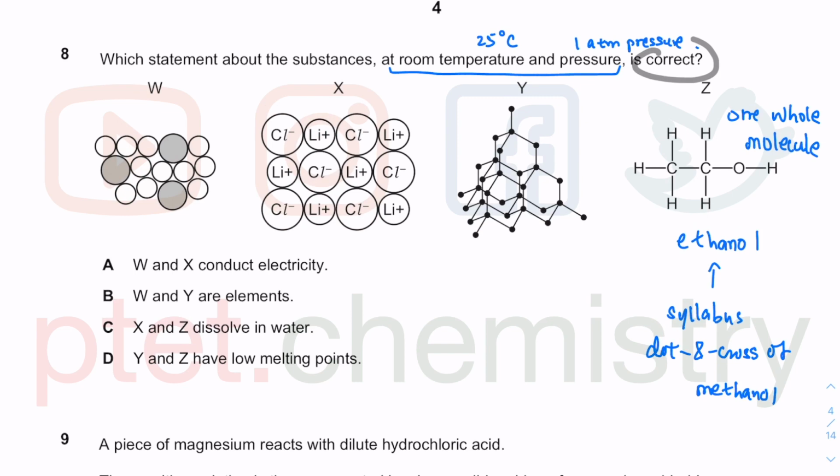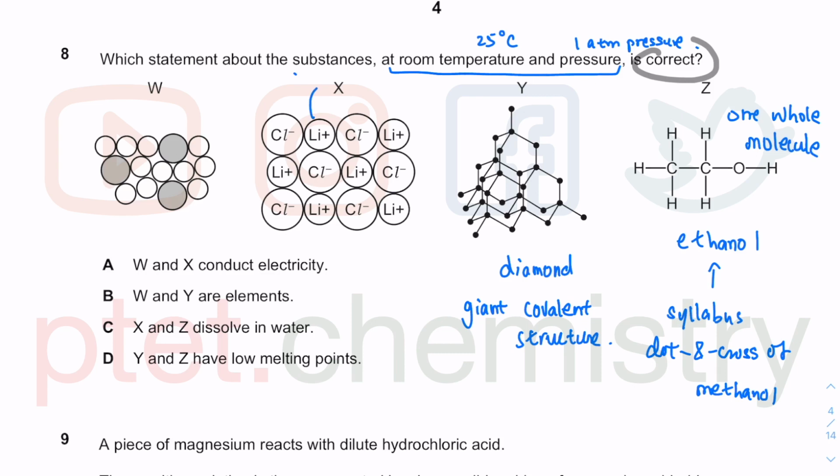These are going to be simple covalent structures. This is diamond, as all of them are the same atoms, which is carbon. This is a giant covalent structure, and we know that diamond does not conduct electricity whatsoever.